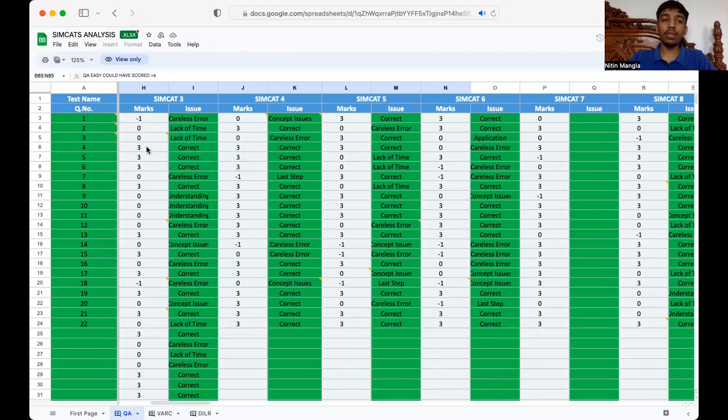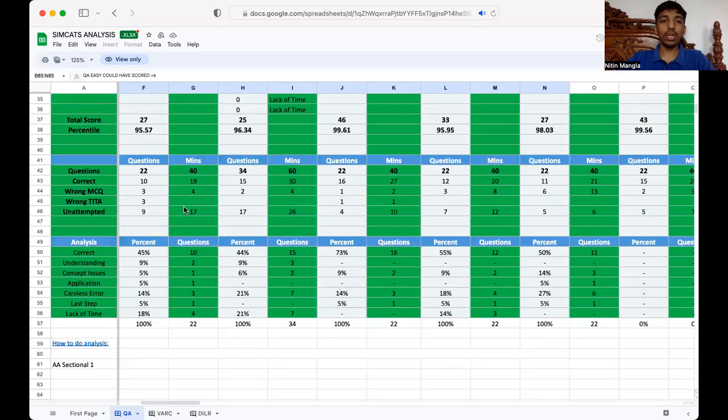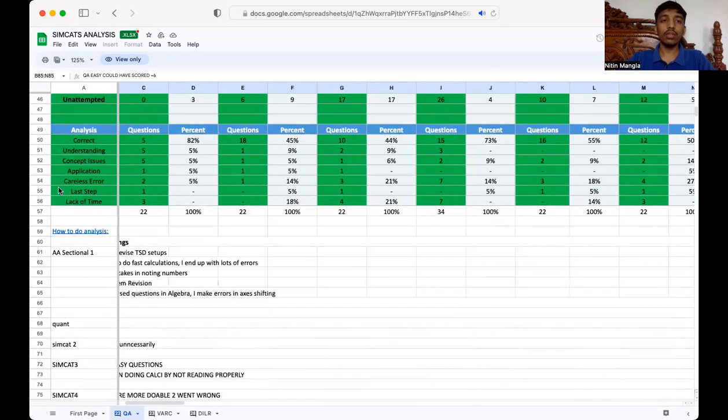So I had this tile number. 3 stands for correct, 0 stands for unattempted, and -1 stands for attempted but I got it wrong. According to this number, I had marked some names, you can say careless error, lack of time, correct. I bifurcated my understanding into 7 parts, so I will show you that. So correct, you can see 7 parts.